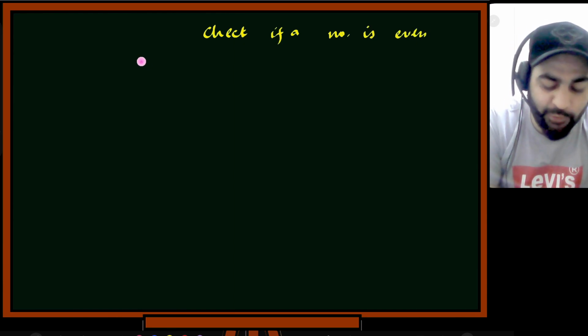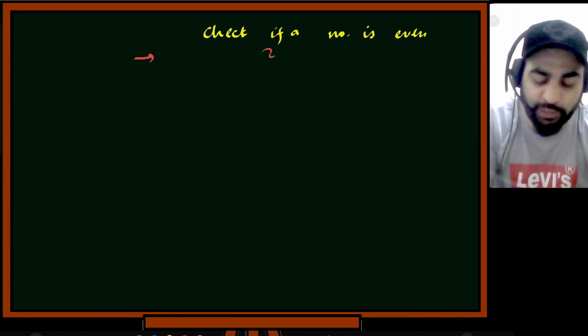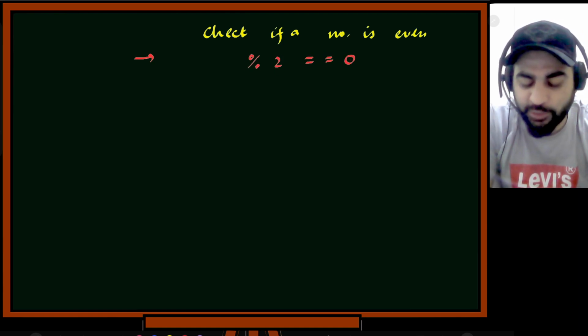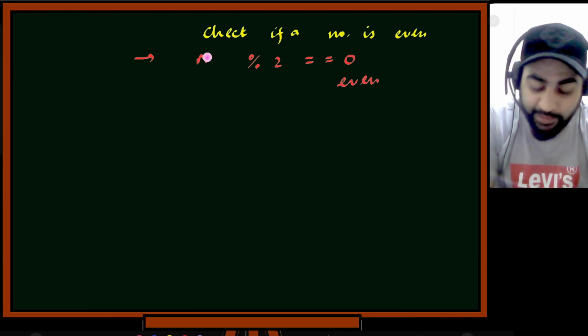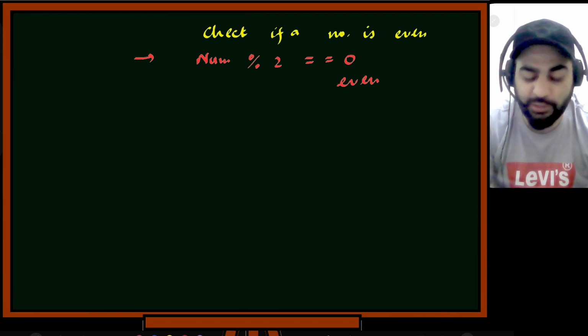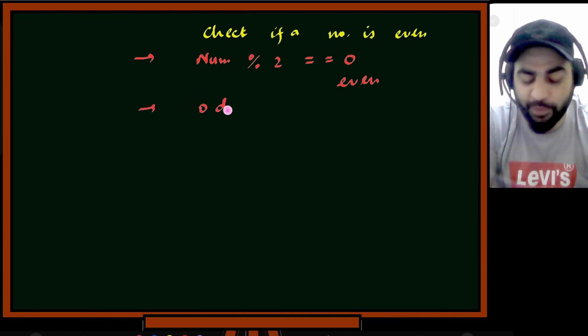Normally how would you check if a number is even? You take the modulus with 2, and you see if it is equal to 0, then it's even. Let's suppose we have a number, and if the modulus is equal to 0, then it's even, otherwise it's odd. This is a normal approach people use.